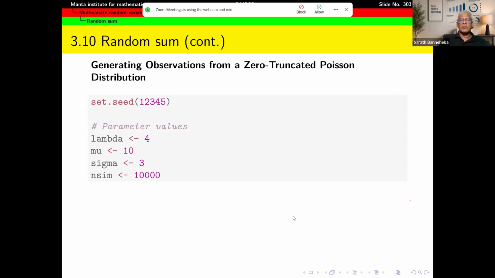First of all, I'm going to assume some values: lambda equal to 4, mu equal to 10 and sigma equal to 3. And I'm going to consider about 10,000 simulations. So I will calculate S once, and I'll calculate S again, and again, like that 10,000 times. From that I can get the cumulative distribution function of S and also the density function of S simulated using the simulated data, right?